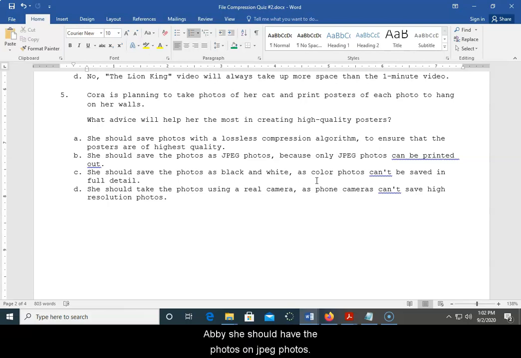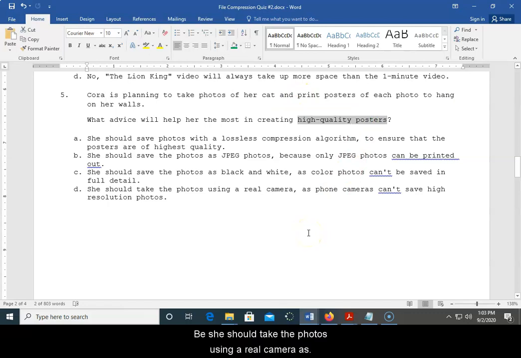B, she should have the photos on JPEG photos, because only JPEG photos can be printed out. That's not true. You can print out different types of images. There's GIF images, there's PNG images that you could print out. So B's not right. C, she should save the photos as black and white, as color photos can't be saved in full detail. It's also false. Photos can be saved in full detail. And black and white probably wouldn't give the kind of high quality that the question is asking for.